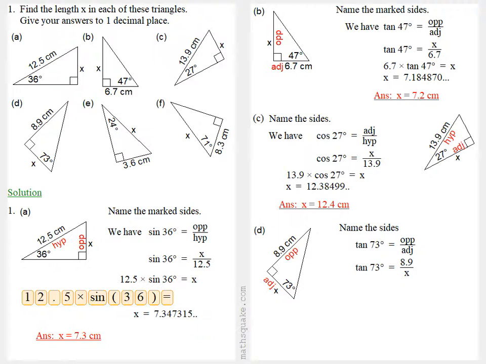Now if we multiply both sides by x, we get x times tan 73 equals 8.9. Now to get x on its own, we need to divide both sides by tangent of 73. So x is equal to 8.9 divided by tangent of 73 degrees. Now if we type that into a calculator, we get x is equal to 2.721 and more terms. Rounding that off to one decimal place, x is equal to 2.7 centimetres.